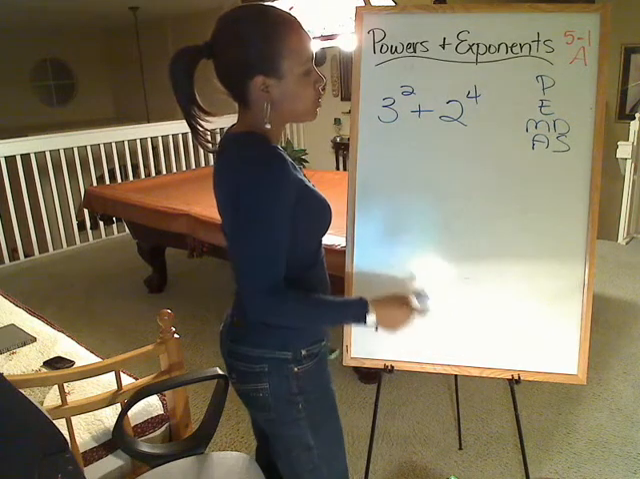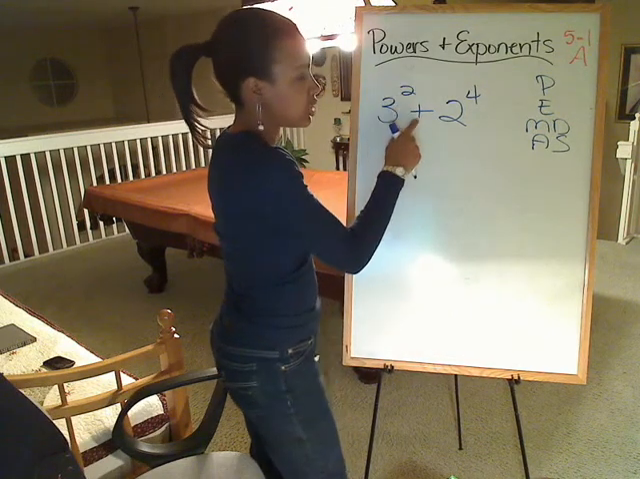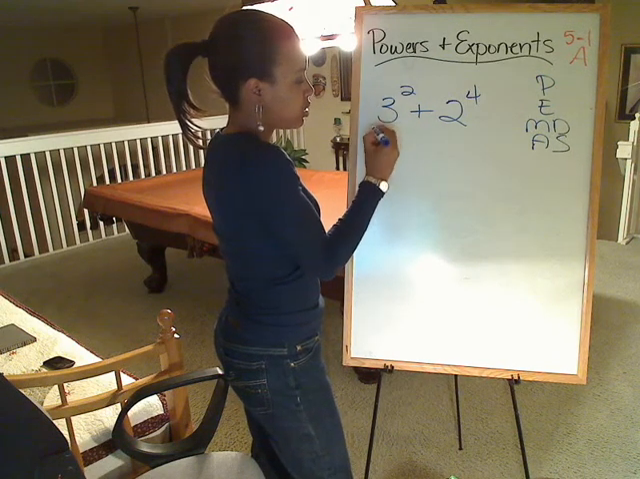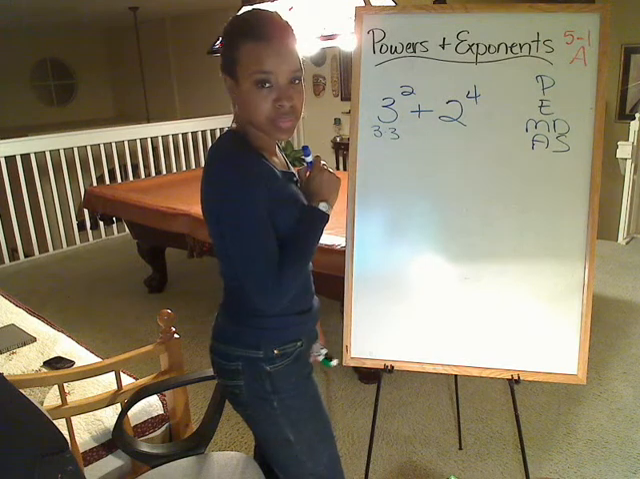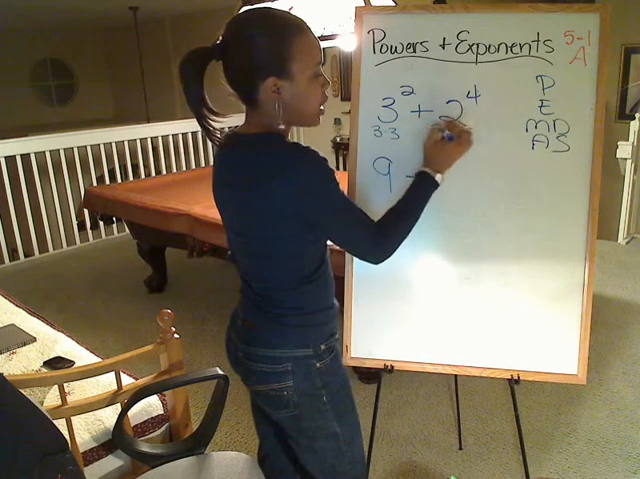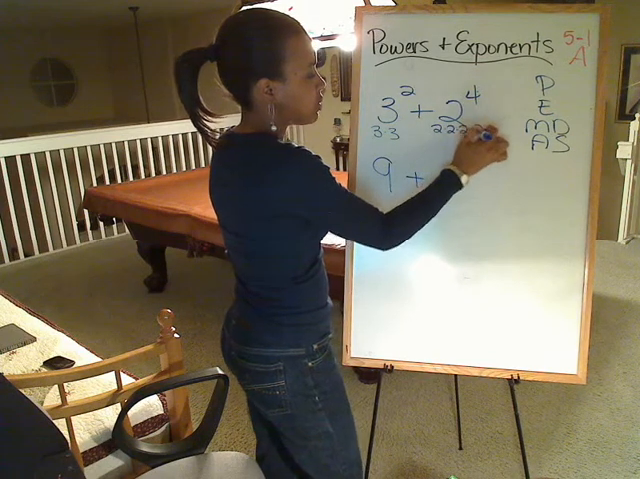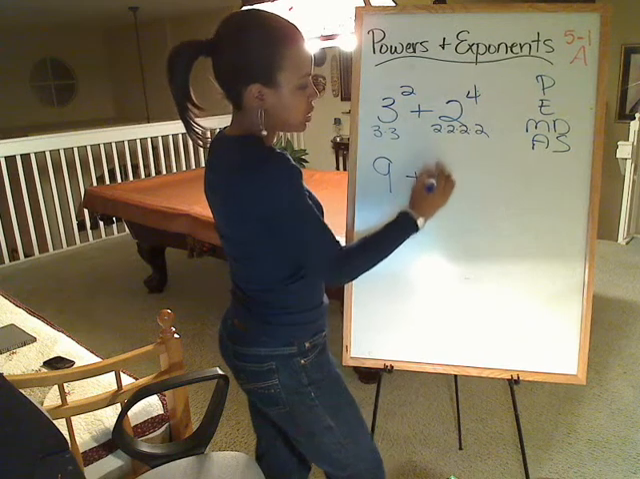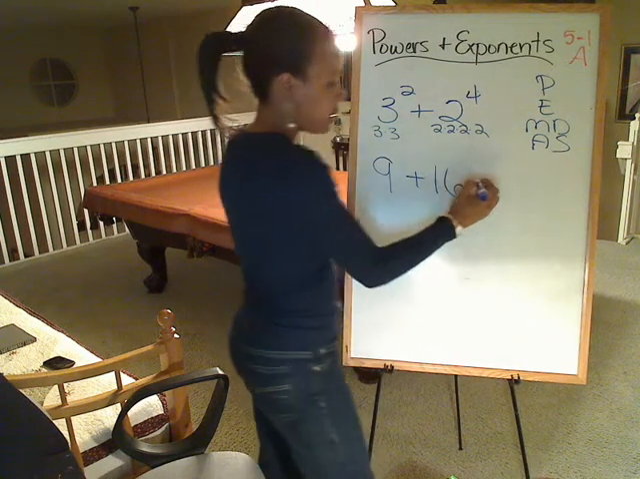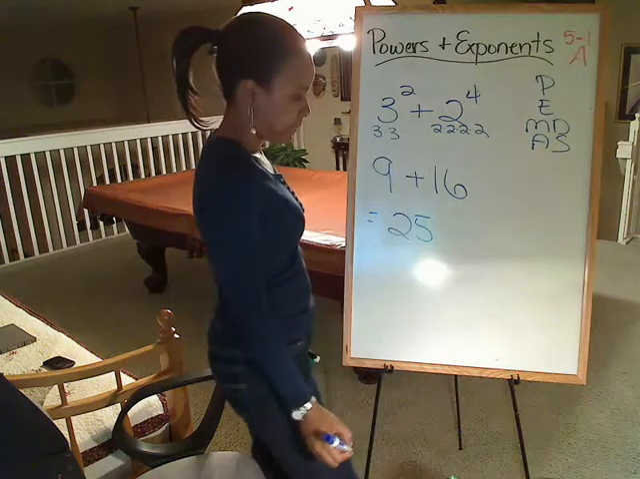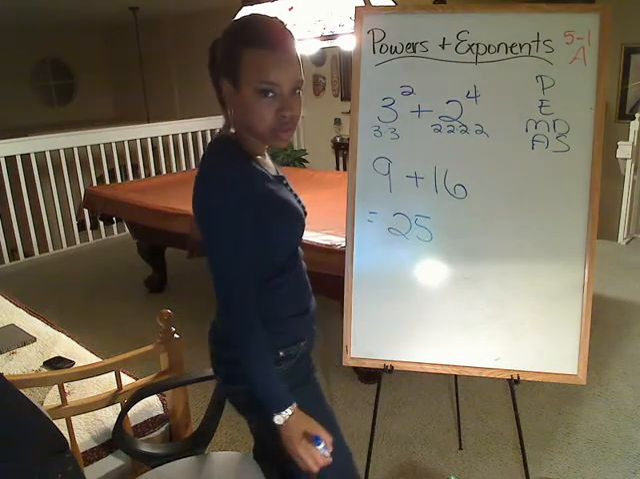Okay, so what comes first? You have exponents and addition. Exponents come first. So 3 squared is 3 times 3, right? That gives you 9. 2 to the fourth power is 2 times 2 times 2 times 2. And that gives you 16. Then you add, and you get 25. Okay, so that's how you solve that.